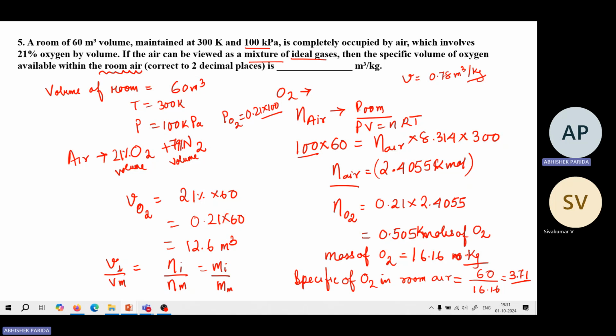I know that you would have got 0.78 from 12.6 divided by 16.16. Yes, you are getting 0.78 here. So this is not the right way, because this is a mixture, and that mixture is occupying a total volume of 60 meter cube. So from that 60, you have to divide by 16.16. You just have to find the mass of air in that room. Did you understand? Yes, sir. Understood, sir. Thank you.